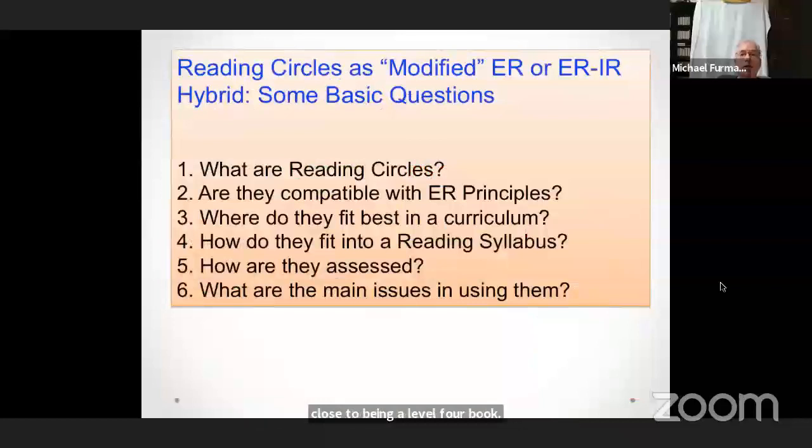So reading circles as modified ER. So here are 5 questions that I'm sort of addressing in this presentation. So first, of course, what are reading circles? I'll explain it carefully. Are they compatible with ER? How do they fit into the curriculum? How do they fit into a reading syllabus? How do we assess them? And what are the main issues in reading them?